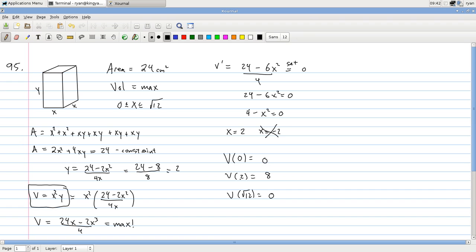Now since these are the only candidates for maxes or mins, I know that the volume is maximized when x is 2. So the dimensions of the box are x was 2, y was 2, and the other x was 2. So our dimensions are 2 centimeters by 2 centimeters by 2 centimeters.